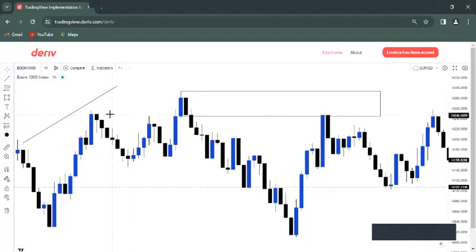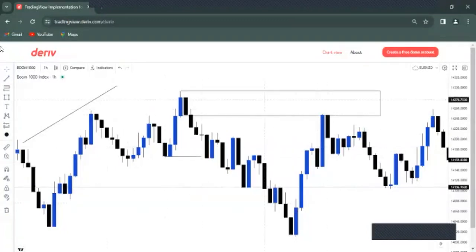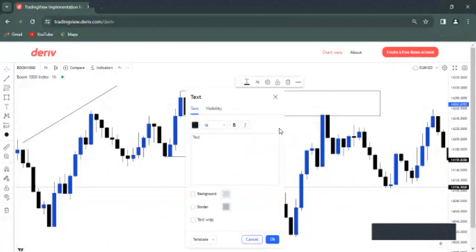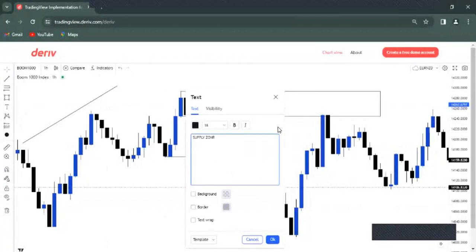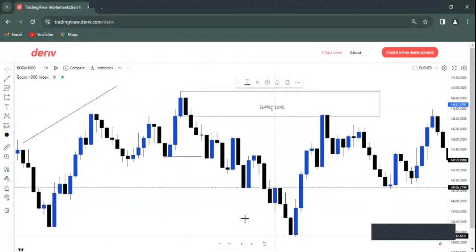A zone is only valid after we see a very large momentum of movement on the market and a break of structure. So that is the break of structure, right? And then price coming back to mitigate our supply zone. This will be our supply zone. Again, price always comes back to touch our supply zone and then goes in the opposite direction. The same applies to the demand zone.